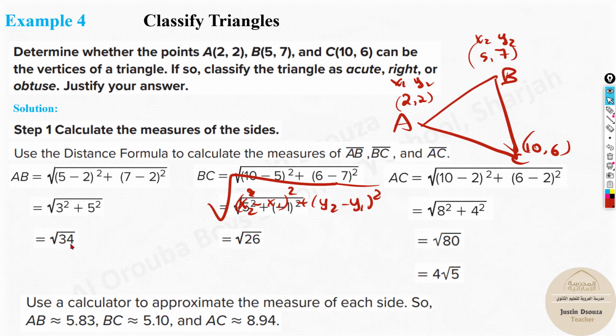Root 36 is 6. That's why it's less. This is just over root 5 because 25 is root 5, and just over that is 5.1. And this is 490, so it is 80, that is nearly close to 81, which is 9, so it's less than that, 8.94. Just use calculators and you will get these answers.